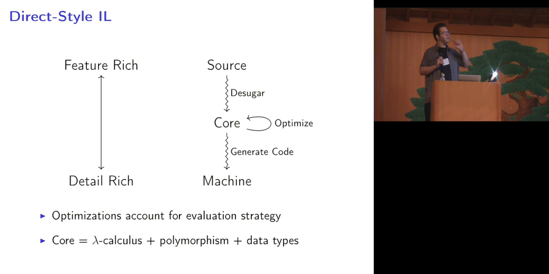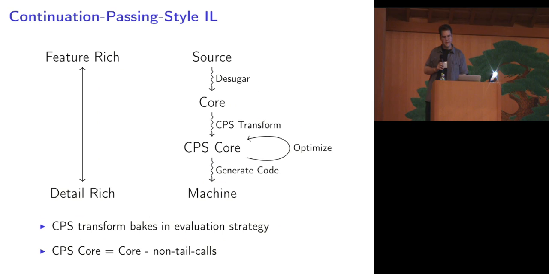And so the core, as I said, is basically a lambda calculus plus a few more features, depending on what language you're working on. And the issue of evaluation strategy comes up. If it's a strict or lazy language, that affects what optimizations you can do, and so that has to be taken care of in your optimizer.